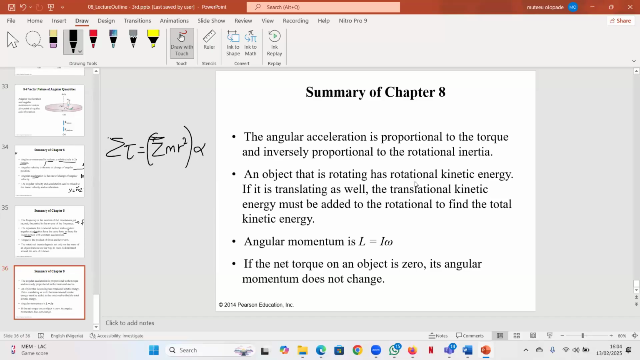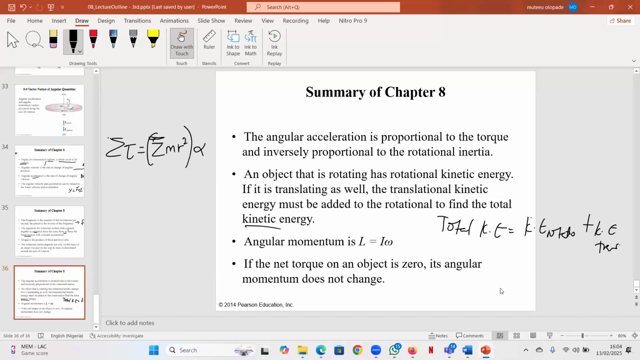So an object that is rotating has rotational kinetic energy. If it is translating as well, the translational kinetic energy must be added to the rotational to find the total kinetic energy. So in order for us to find total kinetic energy, we will sum up the kinetic energy of rotation added to the kinetic energy of translation.